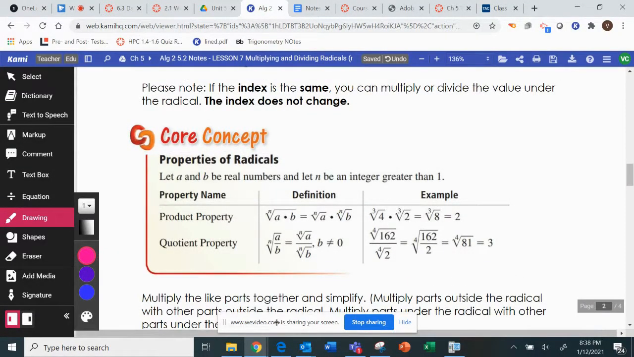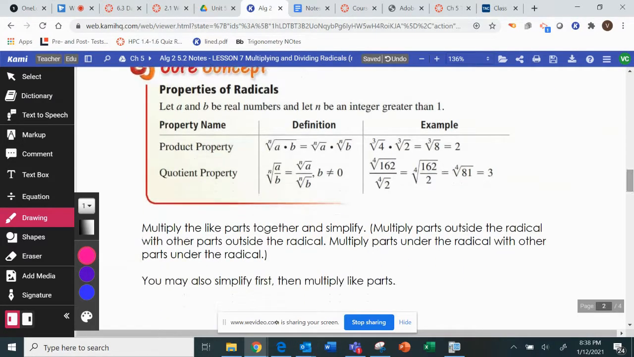If the index is the same, you can multiply or divide the value underneath the radical. The index does not change. So here are the two properties for today. We've got the product property and the quotient property. The product property says if we have the root of two numbers that are multiplied, we can separate them to be the root of those numbers separately. And we've done that already. We've done something like square root of 20 is the same thing as square root of 4 times square root of 5. But the product property allows us to also multiply them back together.